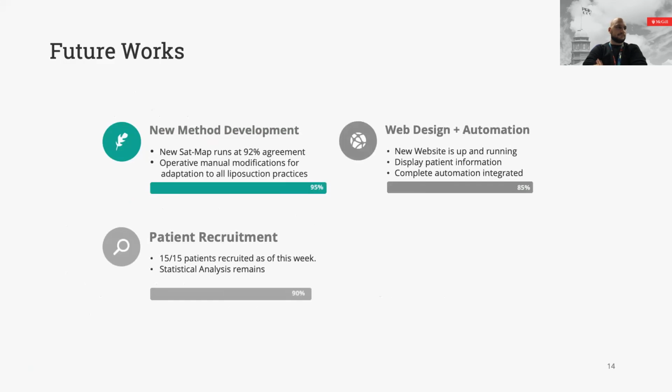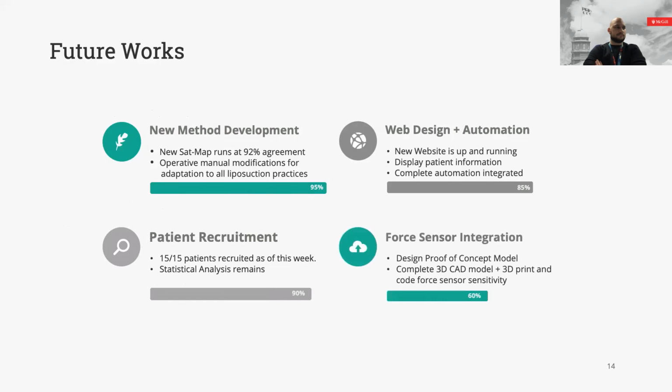Regarding the Satmap Dashboard, the focus will be on improving the aesthetic and practicality of the website, but more importantly, also incorporate the complete automation of the method. Lastly, to reduce the potential of inconsistencies between ultrasound users, we are currently developing a proof of concept design for a force sensor integration within our ultrasound design to minimize inter-rater differences in ultrasound use.